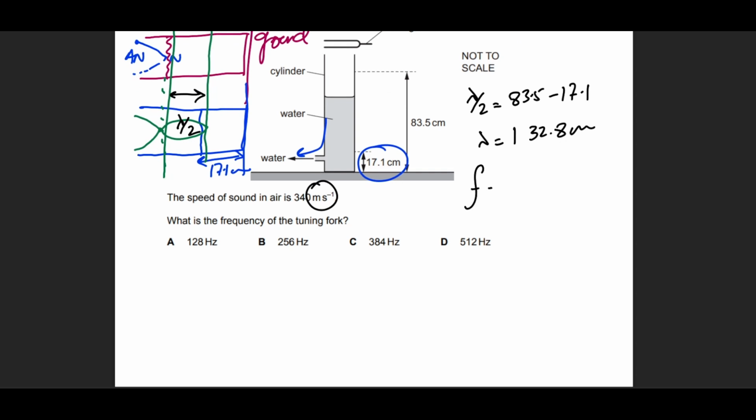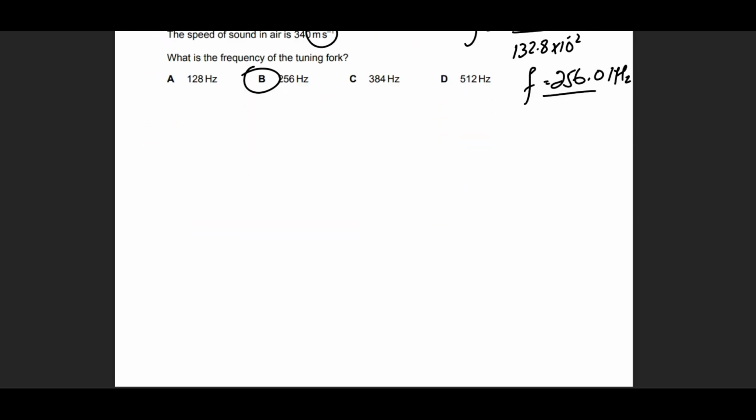So let's find out the frequency. Frequency is going to be the speed, which is 340, divided by the lambda, which is 132.8 into 10 raised to the minus 2. When you find the frequency, this is going to be 256.01 hertz, and we know that this is going to be 256. Let me draw this for you again, in a bit larger situation.